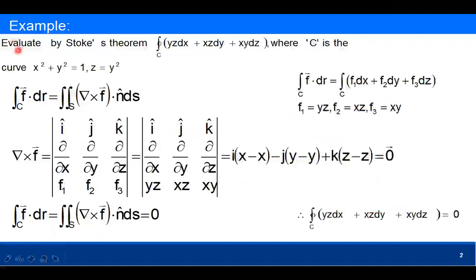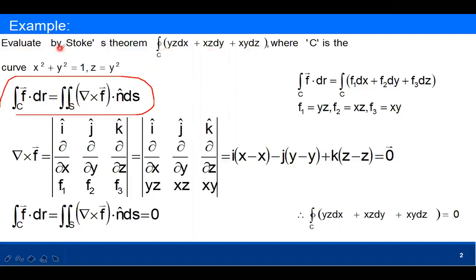See one example. Evaluate by Stokes theorem the integral of yz dx plus xz dy plus xy dz over the curve C, where C is the curve x square plus y square equal to 1 and z equal to y square. Since the definition of Stokes theorem is integral f bar dot dr over the curve C equal to double integral of del cross f dot n ds over the surface S, we have to calculate this integral yz dx plus xz dy plus xy dz over the curve C.